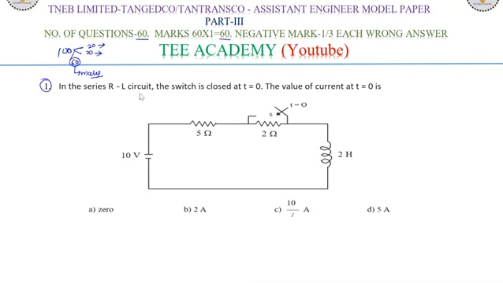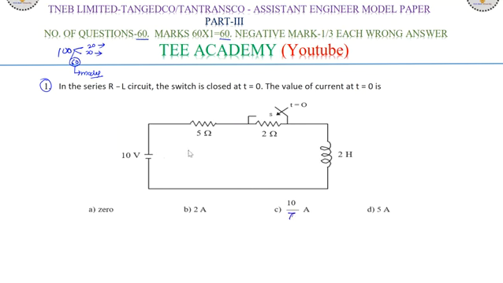In a series RL circuit, the switch is closed at t equal to 0. The question asks for the value of the current at t equal to 0. Now pause the video and do your answer, and make the option. I will solve the answer here. So all of you have done the answer here. Okay, so here I will do the answer.